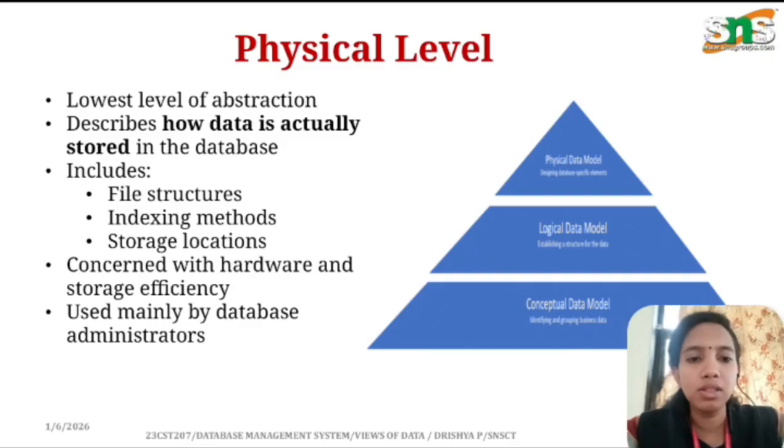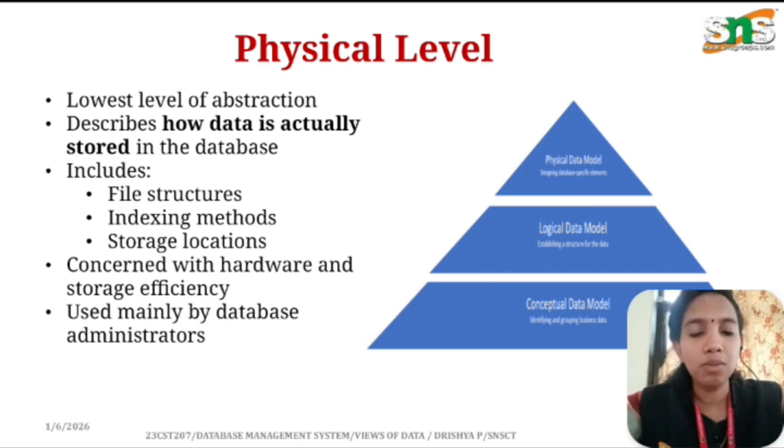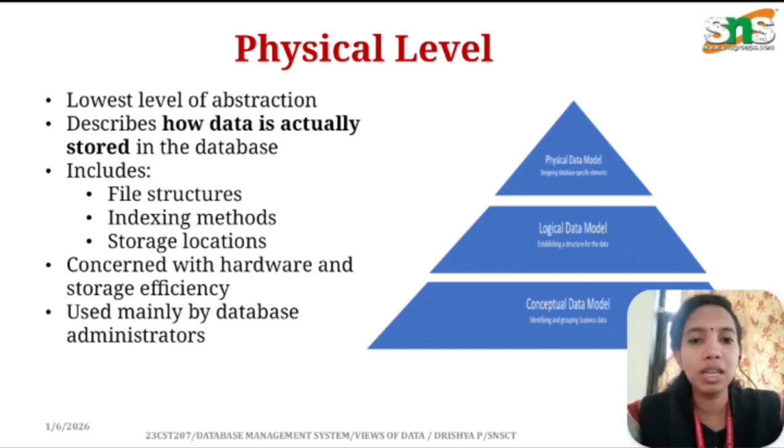The first one is the physical level. It is the lowest level of abstraction, which means how data is actually stored in a database. It includes file structures, indexing methods, storage locations, etc., and is concerned with hardware and storage efficiency, used mainly by the database administrator. The physical level is how data is actually stored in the database.